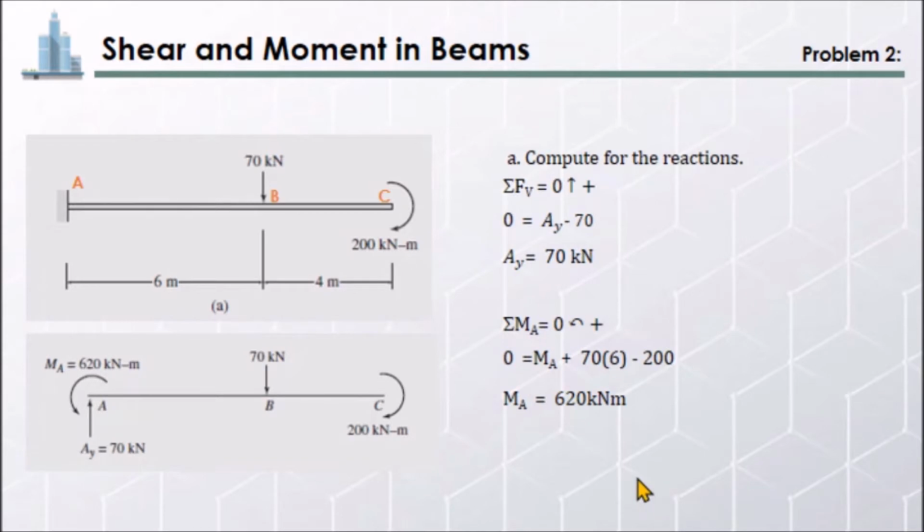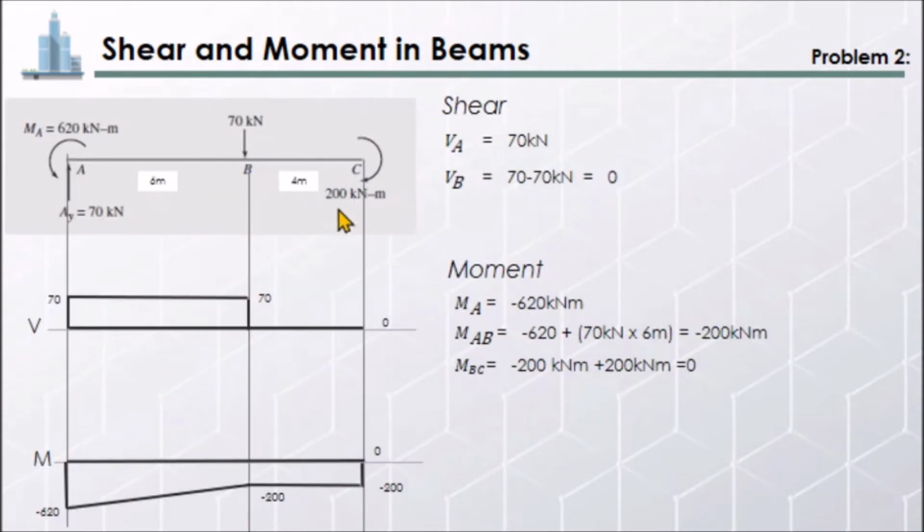So, next is taking summation moment at A is equal to 0, counterclockwise as positive. So, we have 0 is equal to M sub A plus 70 multiplied by its moment arm of 6 minus our moment at point C of 200. So, M sub A is equal to 620 kilonewton meter. So, we now have the reactions. We can now draw our shear and moment diagram.